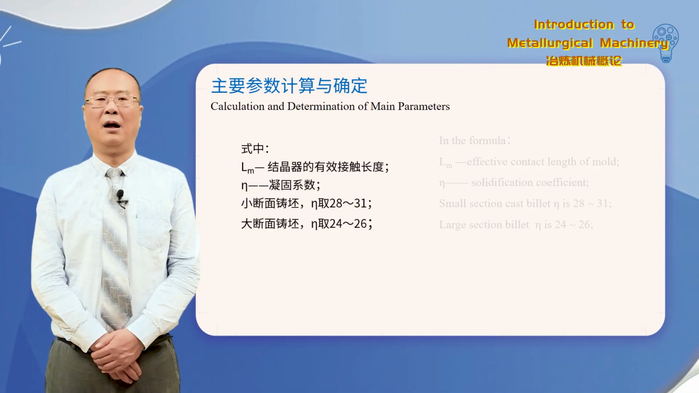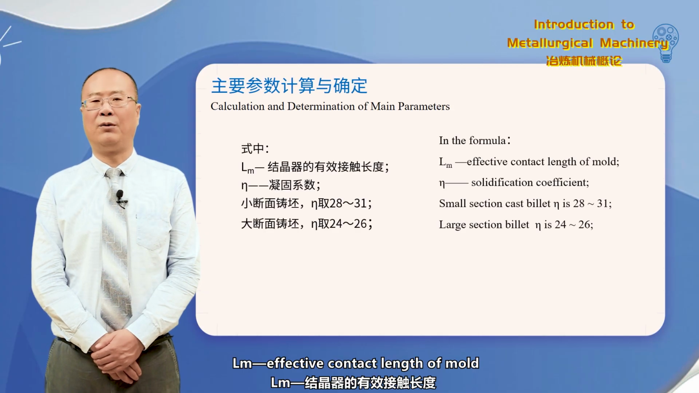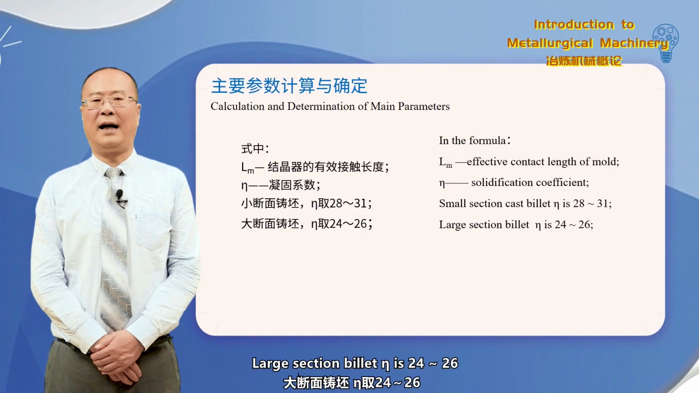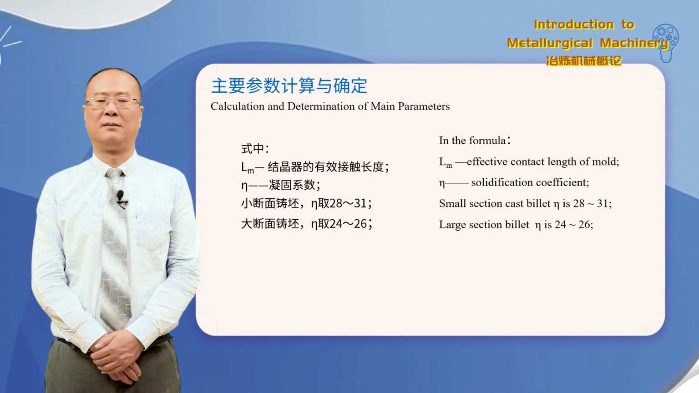In the formula, Lm is the effective contact length of the mold, and k is the solidification coefficient. For small section cast billet, it is 28 to 31. For large section billet, it is 24 to 26.